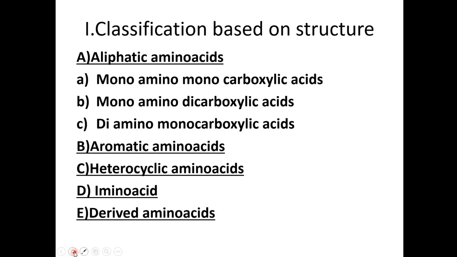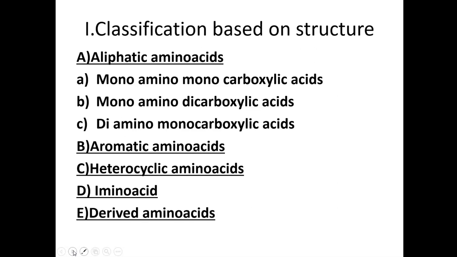Last class we discussed there is one amino acid known as imino acid. The name of that amino acid is proline. Okay. And that amino acid does not contain a free alpha amino group. Last class we discussed about alpha carbon atom. Then the final classification coming under classification based on structure is derived amino acid. Okay. That's about the sub-classification coming under classification based on structure.